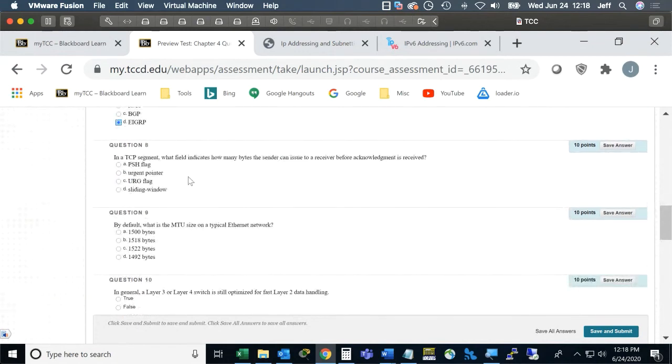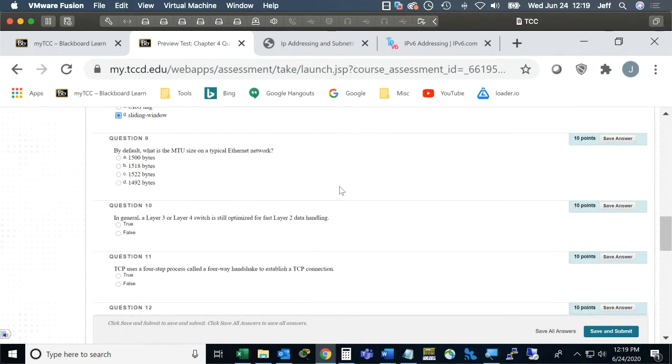That's Cisco's. In a TCP segment, what field indicates how many bytes the sender can issue to a receiver before acknowledgement is received? What field indicates the sender can issue a receive? Right, the sliding window, right? How big of a response can you send? Right, how many bytes can I accept?